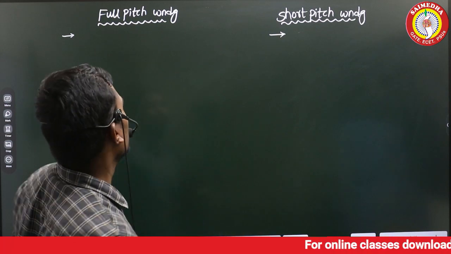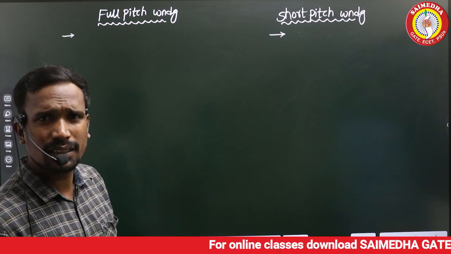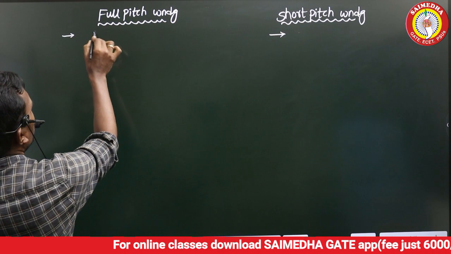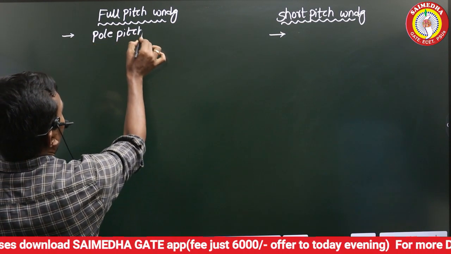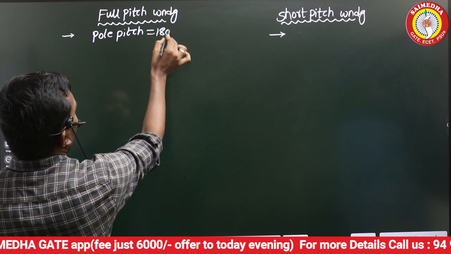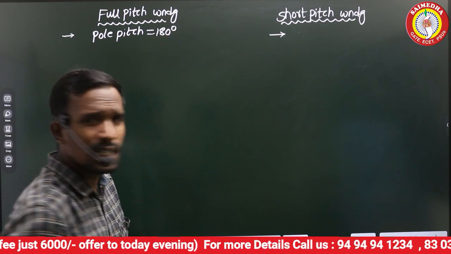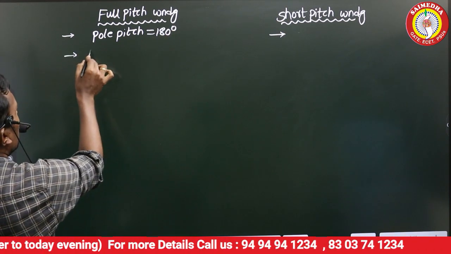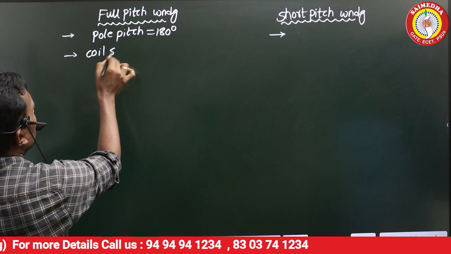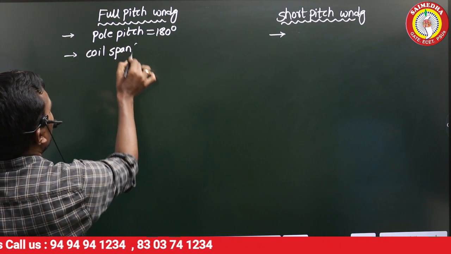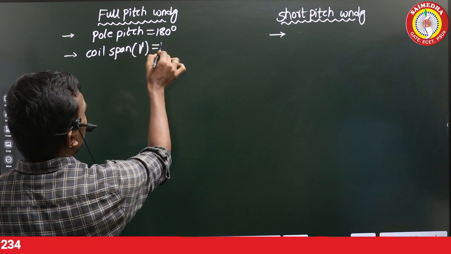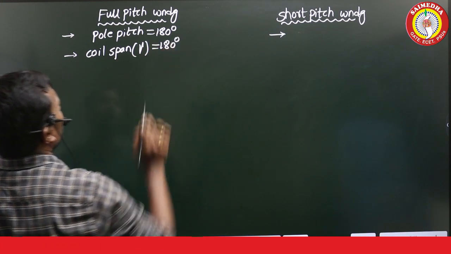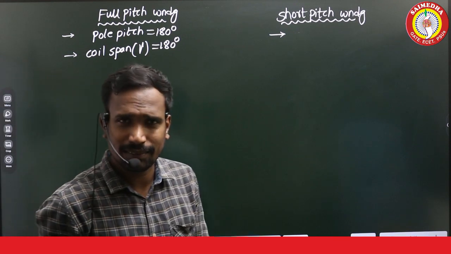Let's see, first of all, the full pitch winding is nothing but the winding in which the pole pitch is exactly equal to 180 degrees. That type of winding is called full pitch winding. Or the winding in which the coil span, which I denote as gamma, is equal to 180 degrees. Such type of winding is called full pitch winding.